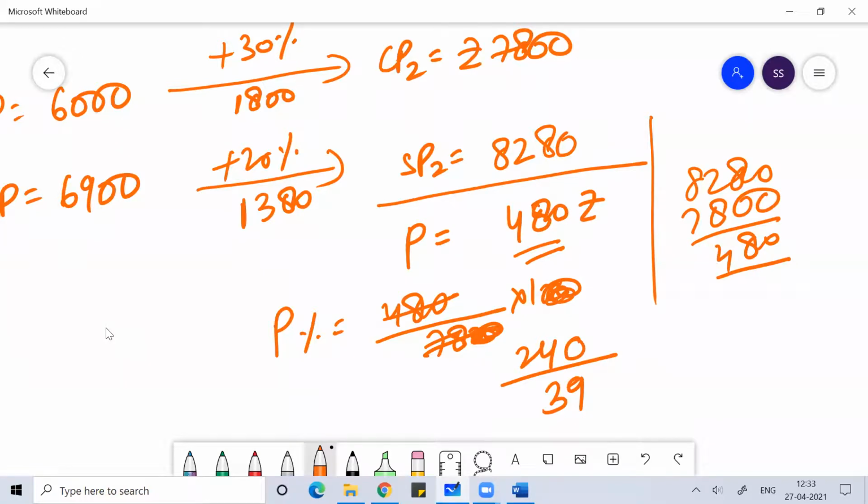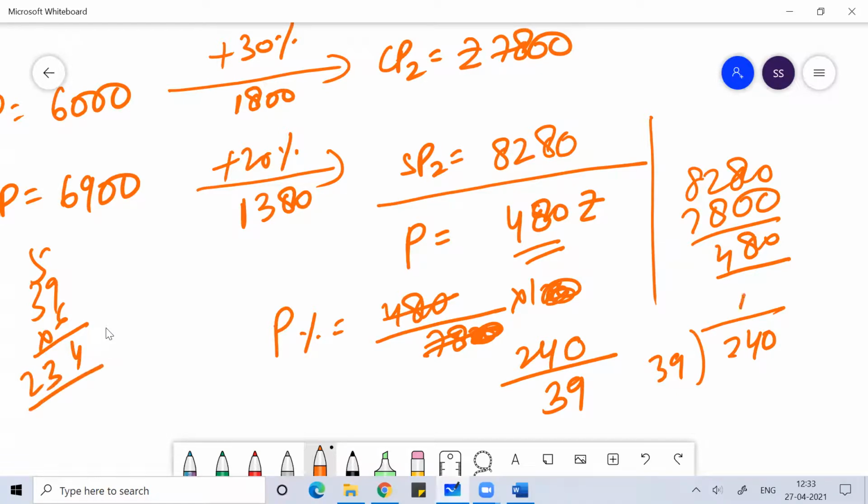240 by 39. So 39 fives are 195. 39 sixes are 234. Then 60, this is 1, so 39, then 210. So 6.15%, something will be the answer.